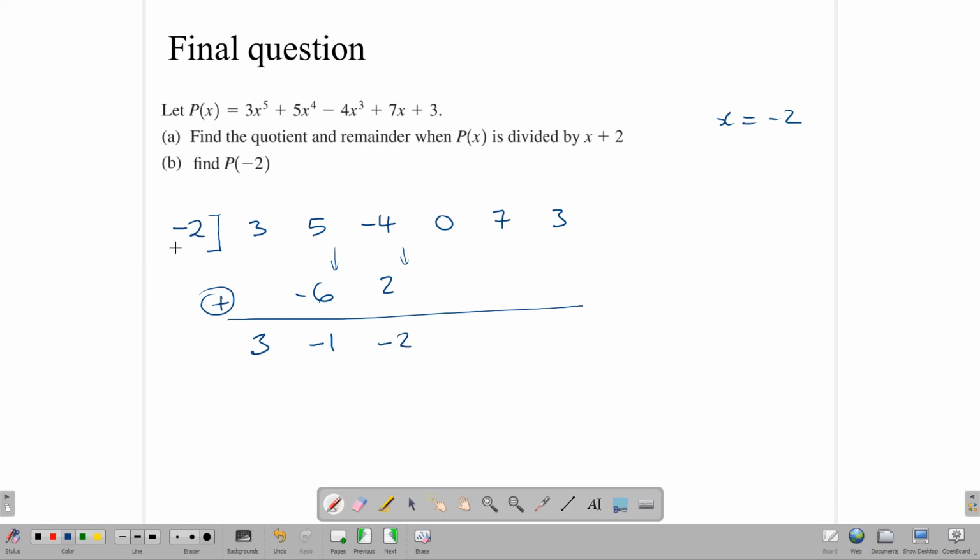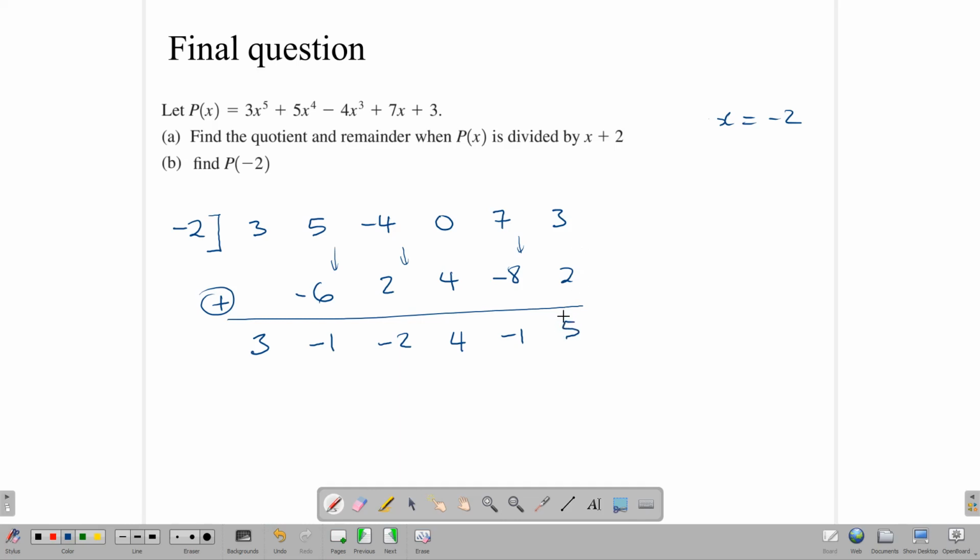Now we're going to multiply again. Negative 2 times negative 2 gives us a plus 4. 4 plus 0 is 4. Negative 2 times a positive 4 gives us a negative 8. Negative 8 plus 7 gives us a negative 1. And negative 2 times negative 1 here gives us a positive 2. We add these two and we get 5.